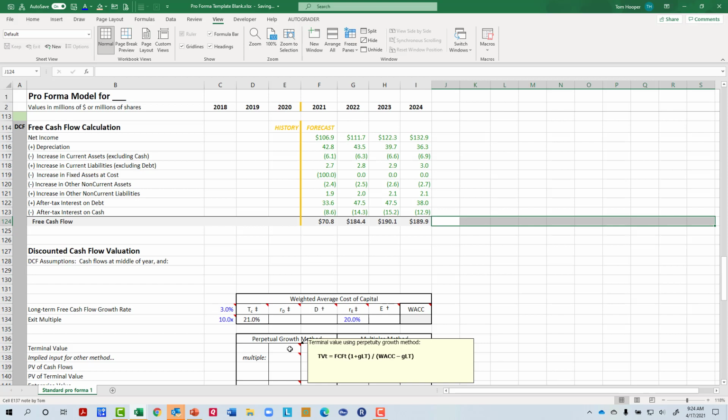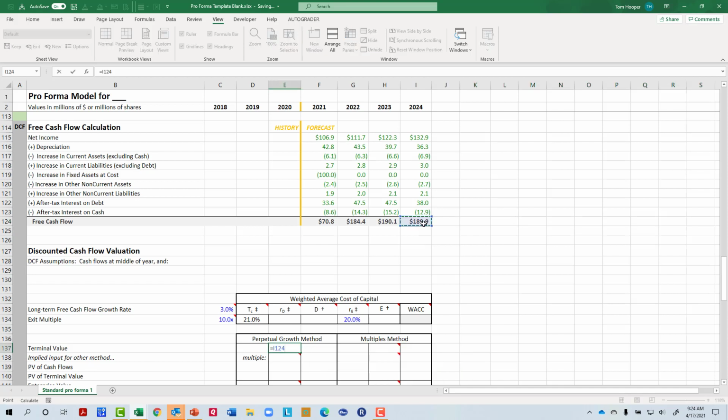And what this note says is, to get the terminal value in time t, which is the terminal year, or in our case 2024, take the free cash flow in that year, multiply it by 1 plus the growth rate, and divide it by WACC minus the growth rate. So let's take the free cash flow in that year times 1 plus the growth rate, divided by WACC, which we'll calculate in a moment, minus the growth rate.